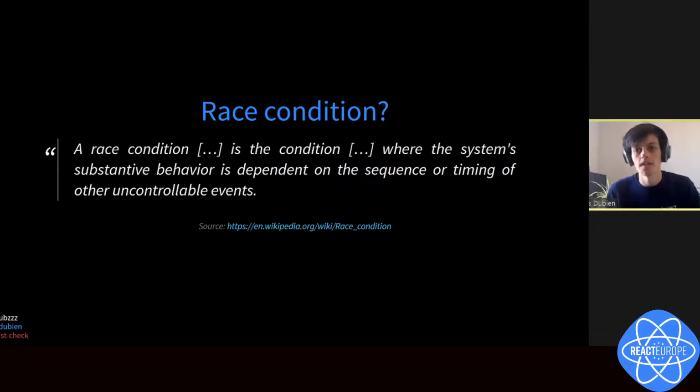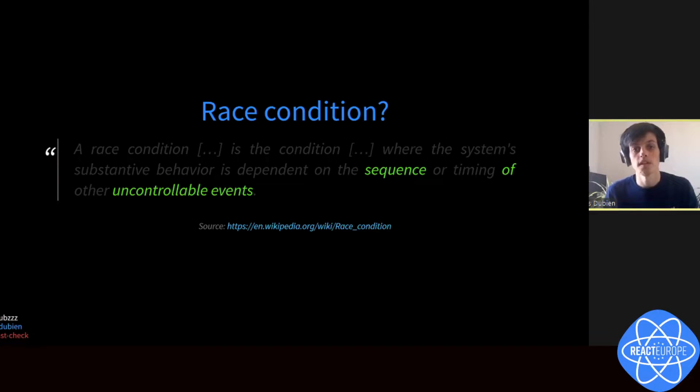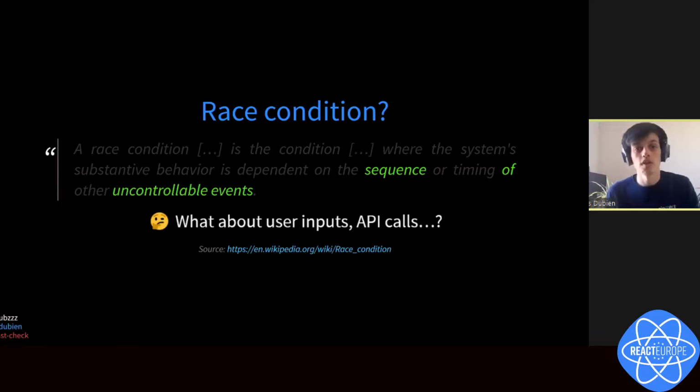The subject of today is race conditions. First of all, let's take the definition of a race condition from Wikipedia. A race condition is a condition where the system's substantive behavior is dependent on the sequence or timing of other uncontrollable events. I think what is important in this statement is the term sequence of uncontrollable events. And if you think a little bit about our front-end applications today, we have lots of uncontrollable events. For instance, what do you think about user inputs, API calls, and maybe some others we may think about?